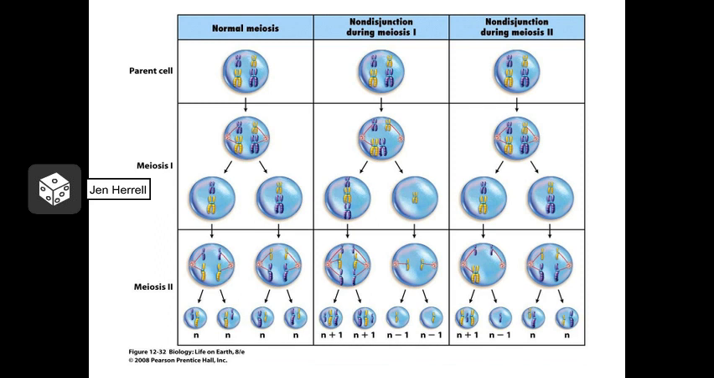When non-disjunction occurs in meiosis 2, the spindle fibers pull one or more of the sister chromatids in the wrong direction, causing it to move into the wrong daughter cell. For instance, on this diagram, this little sister chromatid was supposed to go this way and end up in this cell, but instead it went the wrong direction and it ended up in this cell over here. This type of non-disjunction results in 2 normal haploid cells, 1 cell that has an extra copy of the chromosome, and 1 cell that lacks that chromosome altogether.